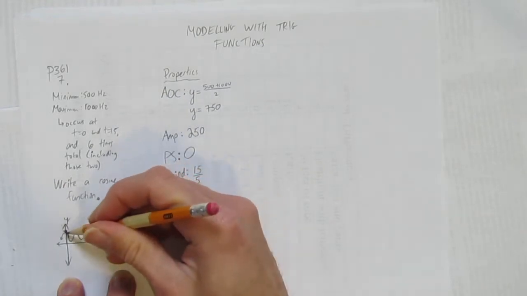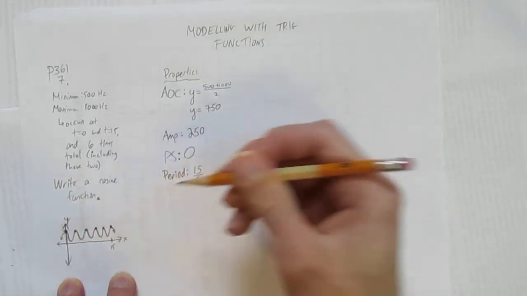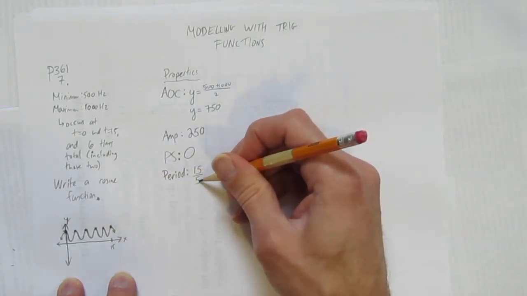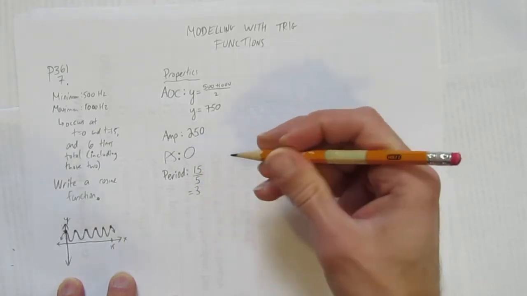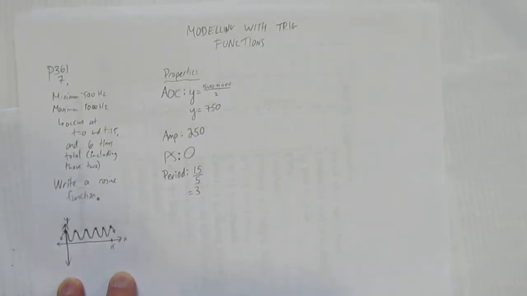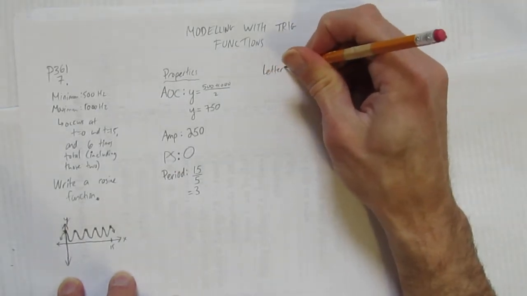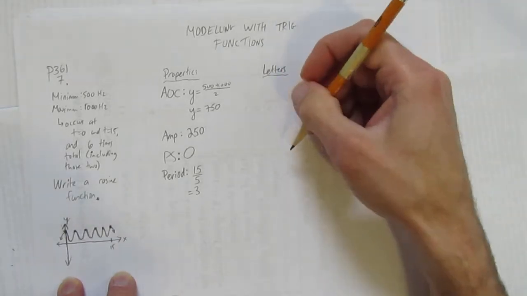Again, I'll count off the cycles. Look, 1 cycle, 2 cycles, 3 cycles, 4 cycles, 5 cycles. This function does 5 full cycles of a wave in 15 seconds, which means the period is 3 seconds. Okay, well, that'll tell us the letters that we're going to use. It's the letters of the equation.